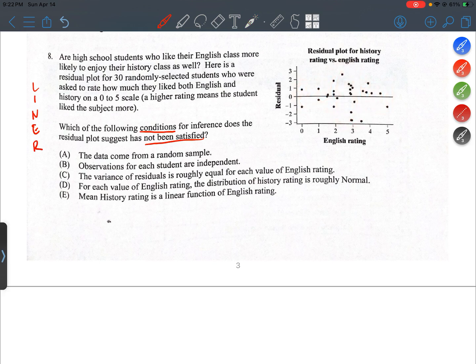Okay, so for that, let's look at choice E. The variance of residuals is roughly equal for each value of English rating, right? That has not been satisfied. It is not roughly equal. There's more variation in the middle values.